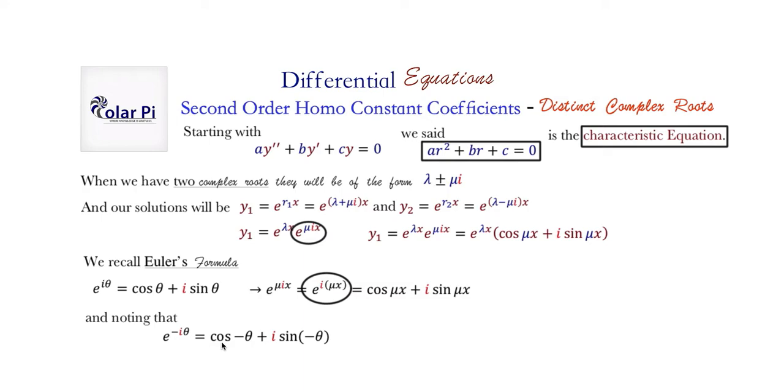Okay, but then we know cosine is even, so cosine of minus theta is cosine theta, and sine is odd, so sine of minus theta is negative sine of theta. And so using that, we can write this more succinctly, that is e to the minus i theta.